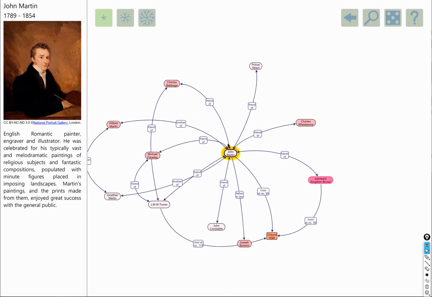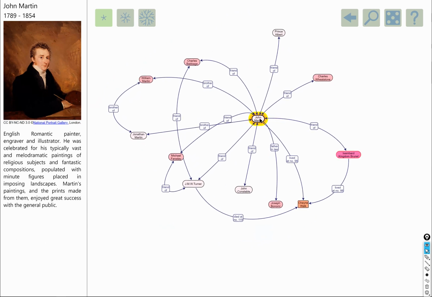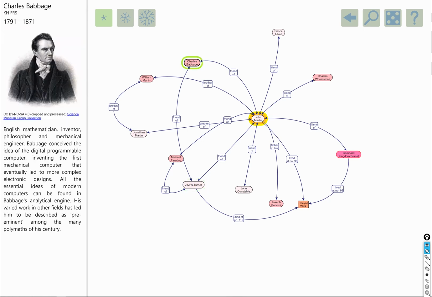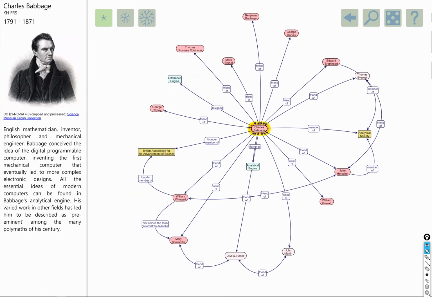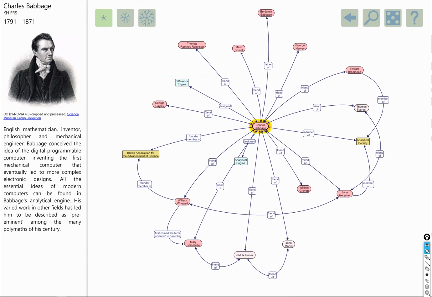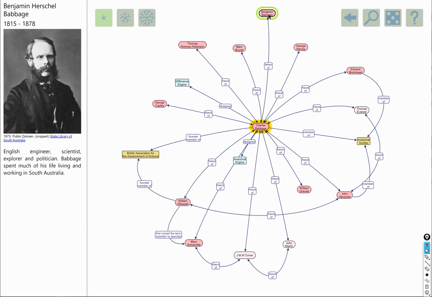And so this is John Martin's node, and we can see Turner here as his friend. These two painters were also friends of Charles Babbage, the computer pioneer. So let's whiz over to Babbage. Now, Babbage, another node on the diagram with lots and lots of connections, but one of the connections we're going to follow here is his not terribly well-known son, Benjamin Babbage, who is right up here at the top of the diagram.